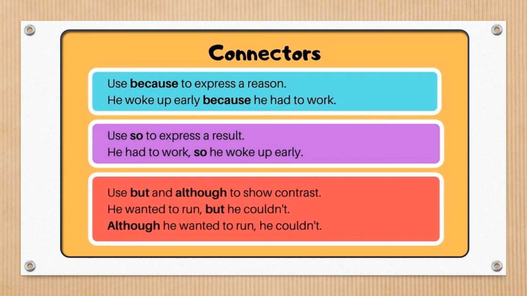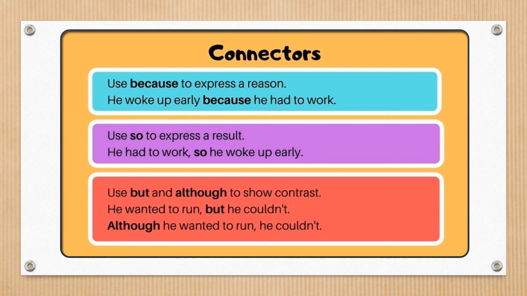But if we want to express a result, so we are going to use so. He had to work, so he woke up early. The result was precisely that, waking up. Why? Because he had to work. We have the reason before. Then we have but and although that can show contrast, two different things in a sentence. He wanted to run, but he couldn't. So he wanted, couldn't. We have opposite ideas, normally positive and negative.